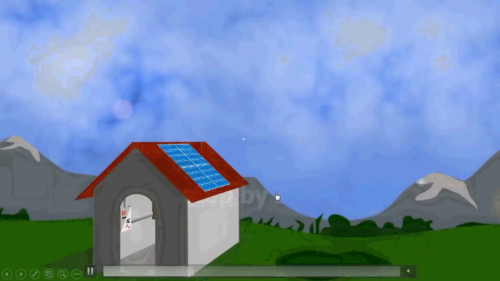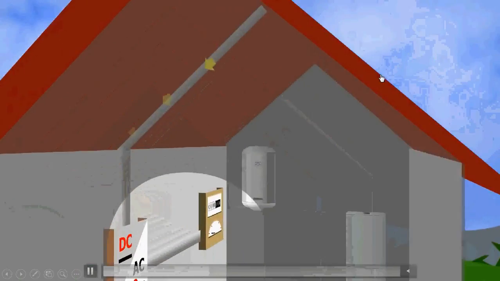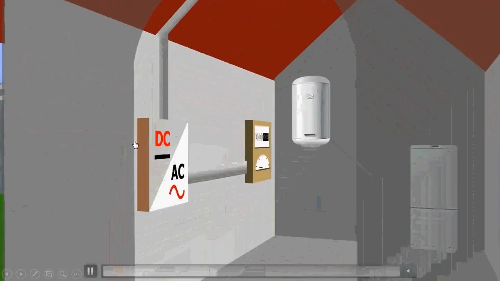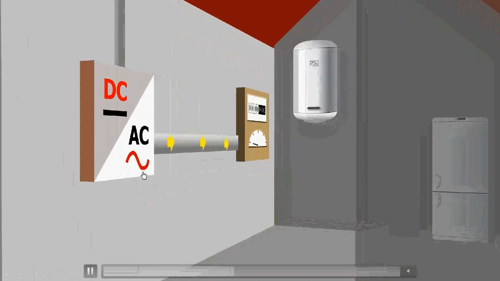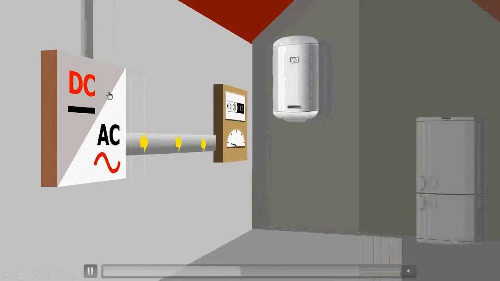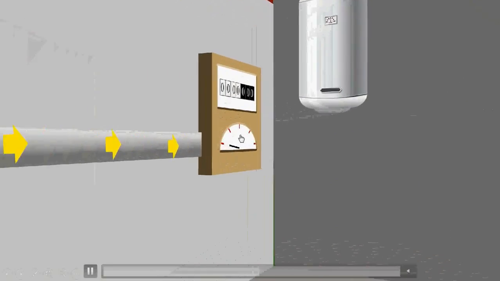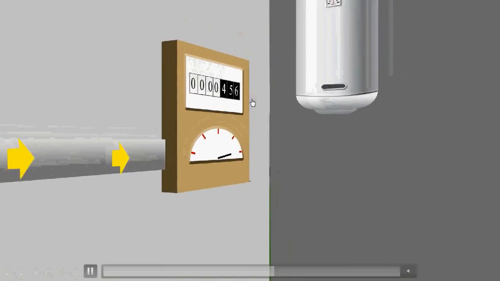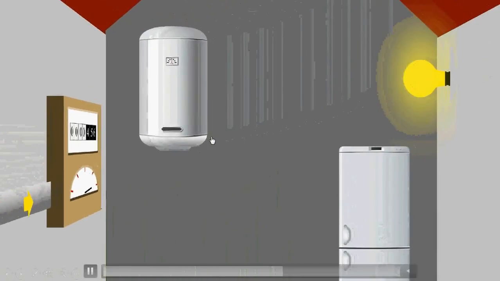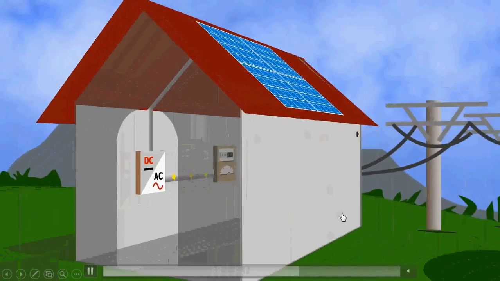Now let's look at the process step by step. The sun generates energy which goes into the panels, which produce DC current. The inverter then converts the DC current into AC current, which flows into a meter that measures the energy consumption, and that energy is consumed by the electrical appliances. Now, that is all about the solar energy system.